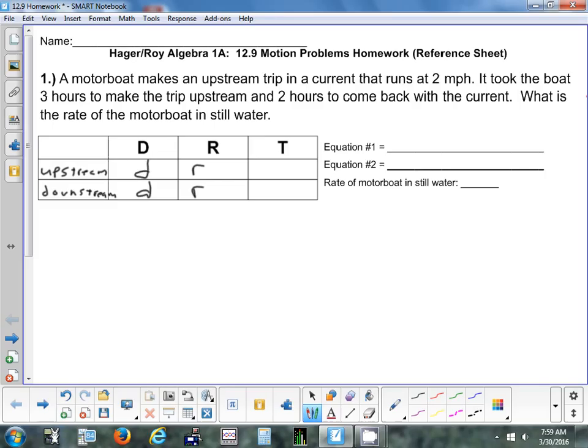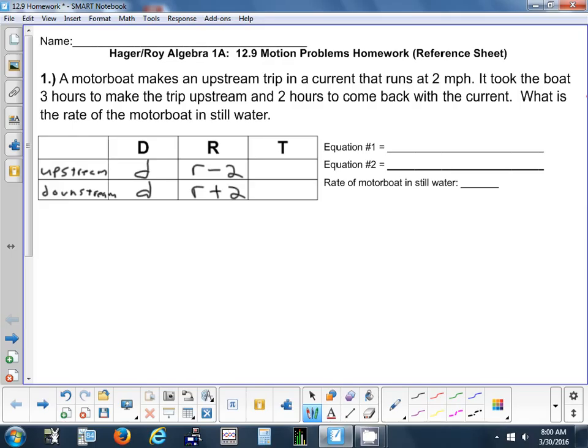So when you go upstream, you're fighting the current. So does that slow you down or speed you up? Slow you down. Yeah, so when you go upstream, the current is fighting me. It's going to slow me down. The operation we use for slowing down, going slower, we're subtracting from our speed. Now when we're going with the current, it's going to push me along. So that means I'm going to go faster. So I'm going to add to my speed.